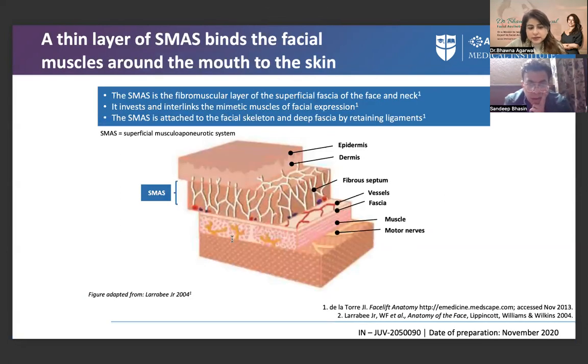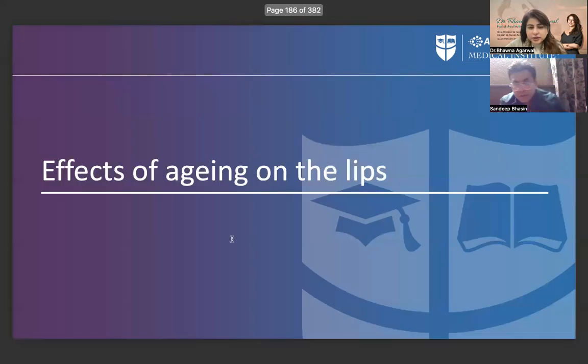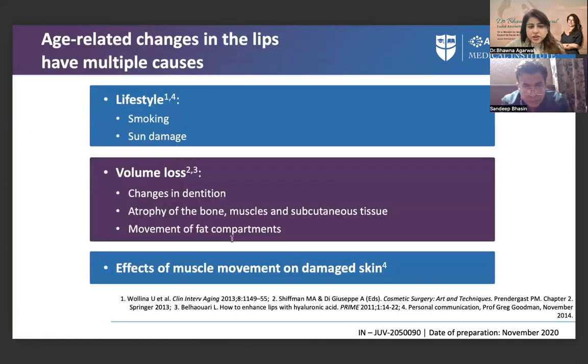This is the SMAS again, not very important in the lip area. Now, effects of aging: changes in dentition can affect the appearance of the lips. Then there is atrophy of bone, muscles, and subcutaneous tissue, and movement of the fat compartments. All these can contribute to how the lips appear during your senior years. And the effects of muscle movement on damaged skin.